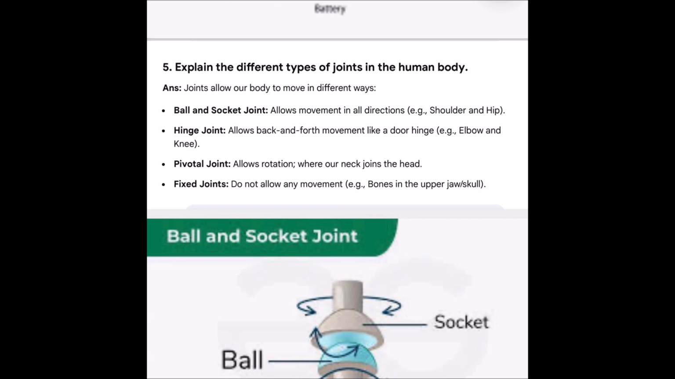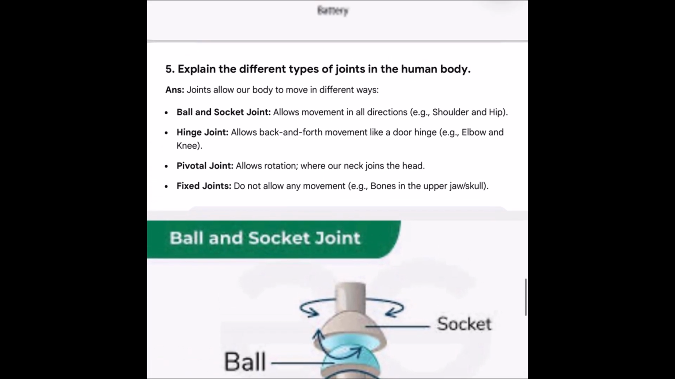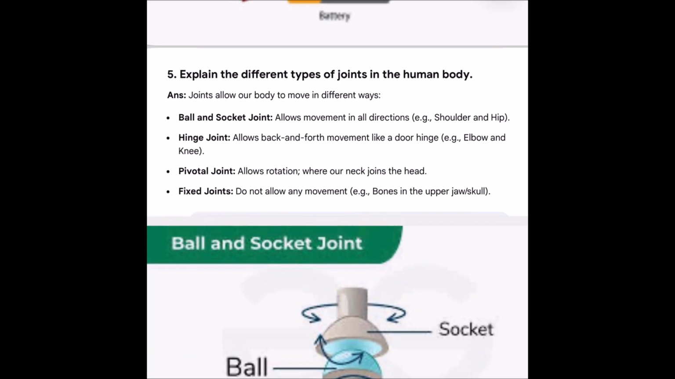And you can draw the diagram or the picture of any of the joints. In this video, there is a picture of ball and socket joint, where the upper part which covers the ball is the socket and the lower part is the ball. So this is the ball and socket joint which is in our shoulders. So this completes our question 5 of long answer type.